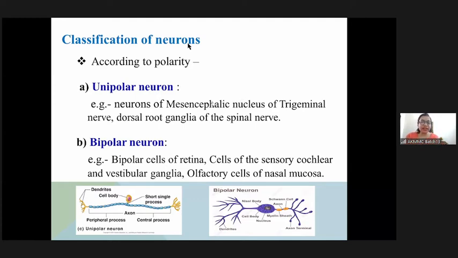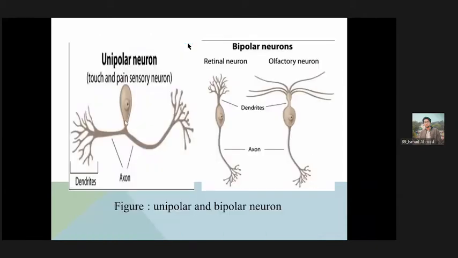We will classify neurons according to their polarity. This is a cell body and these are processes. If we compare these two neurons, we can see here these processes are coming out from the cell body from only one pole. But here we can see cell processes are coming out from two poles. Am I right?